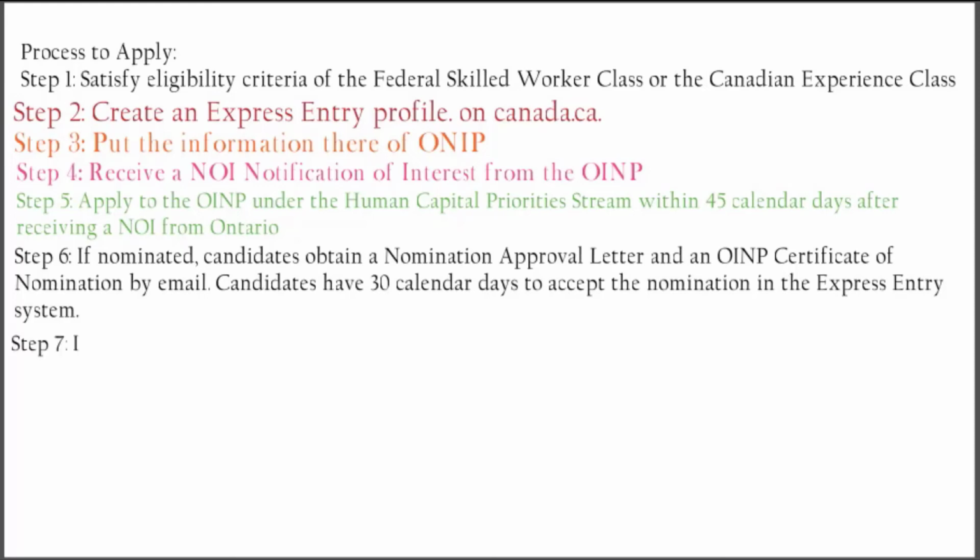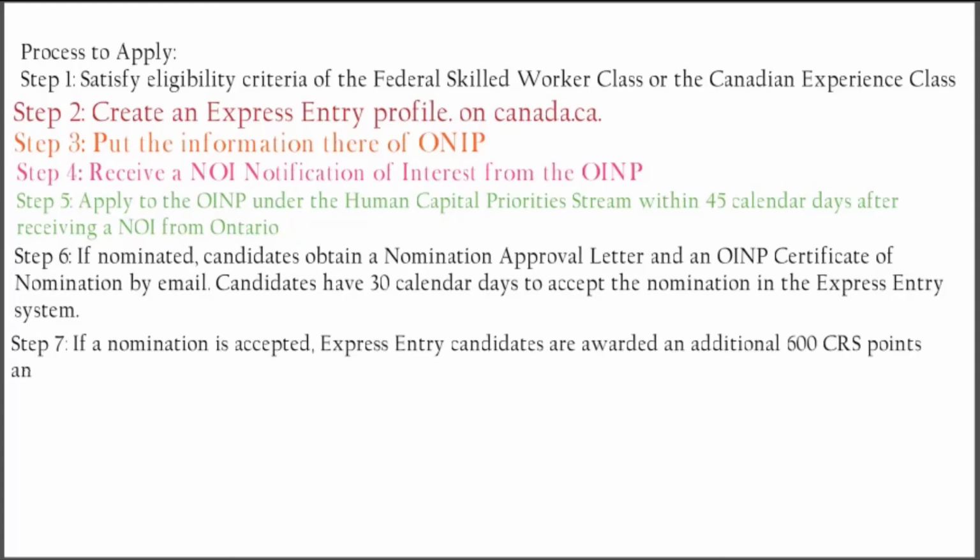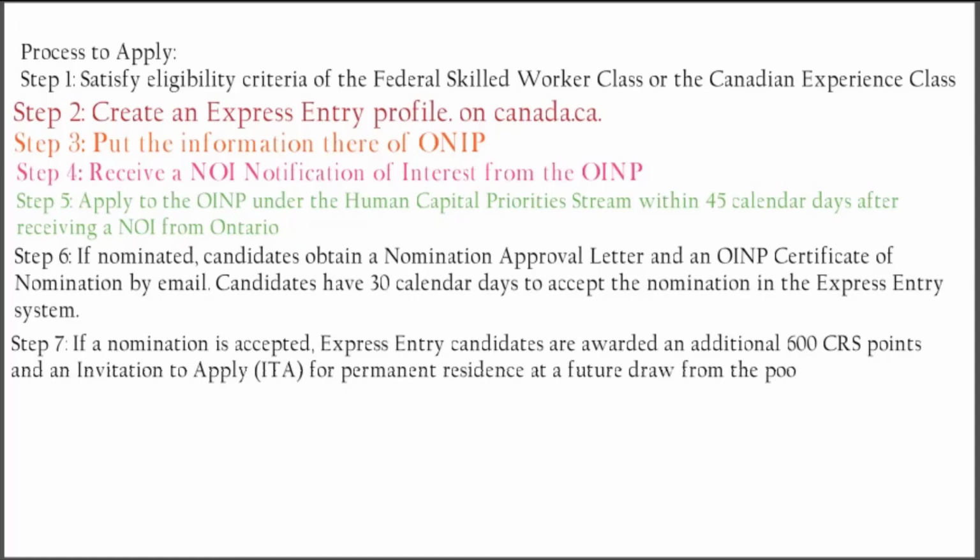Then step 7, if the nomination is accepted, Express Entry candidates are awarded an additional 600 CRS points and an invitation to apply (ITA) for permanent residence at a future draw from the pool. Then the last step is to submit an application for Canadian permanent residence to IRCC within 60 days of receiving the ITA.